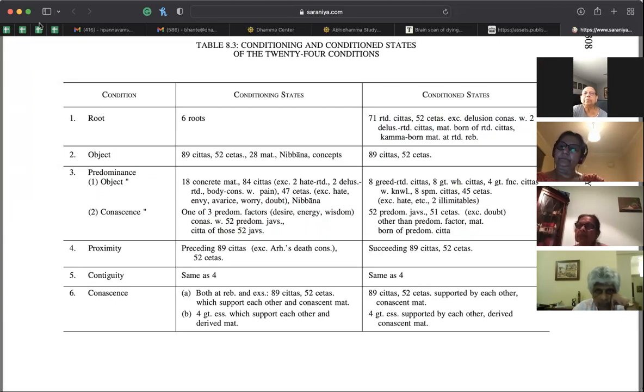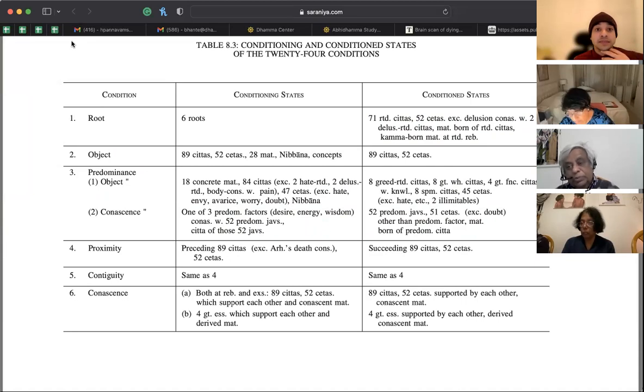Rupa cannot create a rupa, right? You can't generate a rupa from a rupa is correct. But rupa does not create rupa is not correct, remember. Remember how nutriment works? The kalapas, how they multiply.